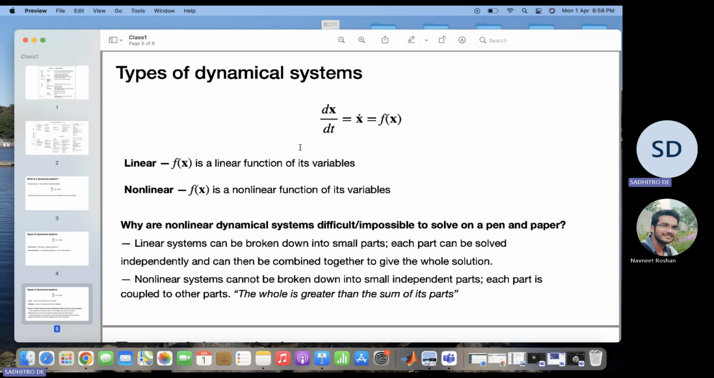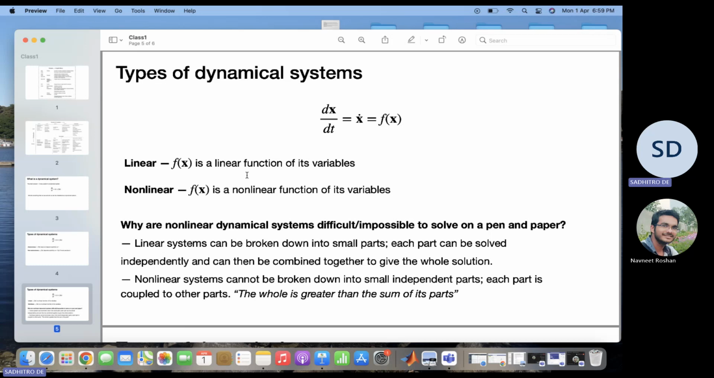Another classification one can make is between linear and nonlinear. If f of x is a linear function of its variables, then it is a linear dynamical system. And if it's a nonlinear function, then it's a nonlinear dynamical system. And by nonlinear, I mean anything nonlinear. It can be quadratic, cubic, quartic, or it can be a special function like sine, cos, tan, and so on and so forth. Then it becomes a nonlinear dynamical system.